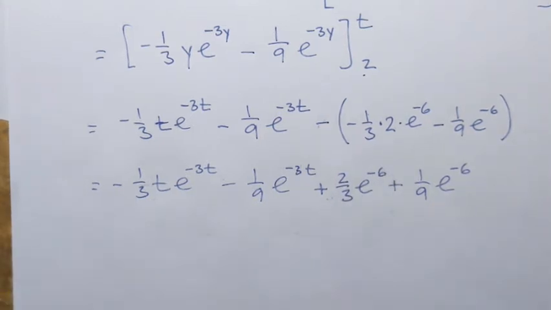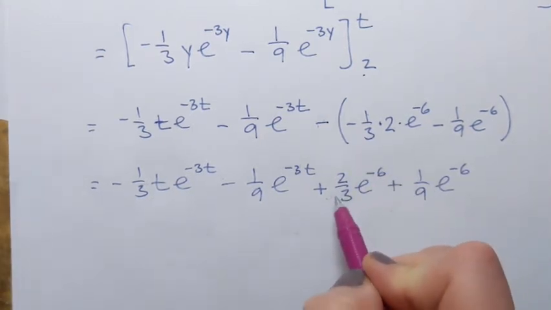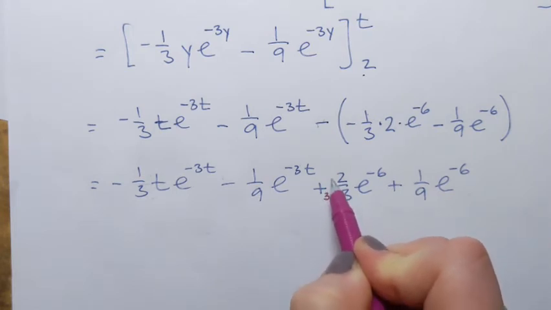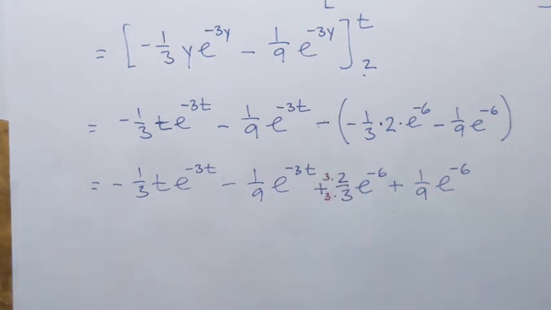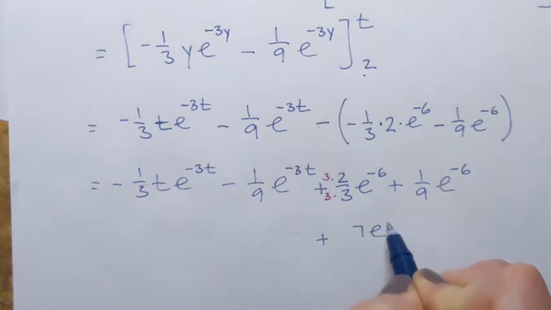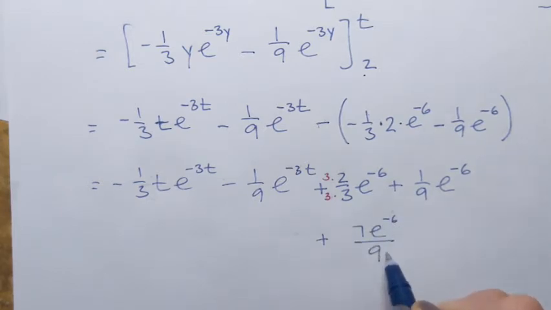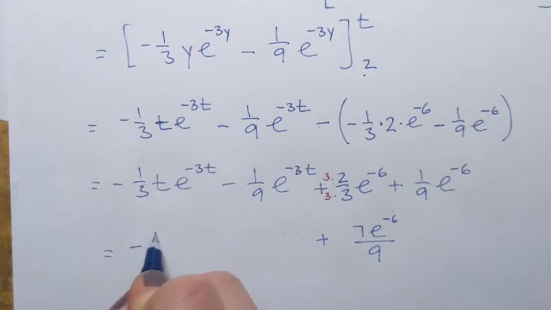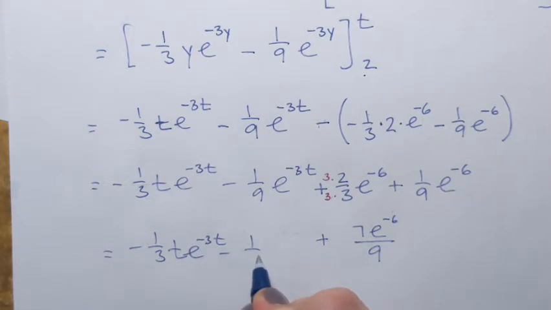To combine, they have to have the same denominator, so I'll multiply the first fraction by 3 on the top and on the bottom. So that's going to be 6. 6 plus 1, 7. Plus 7 e to the power negative 6/9. That's that portion, and I'll bring down the beginning of this expression: 1/9 e to the power negative 3t.